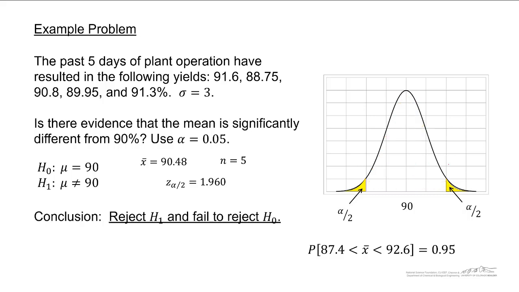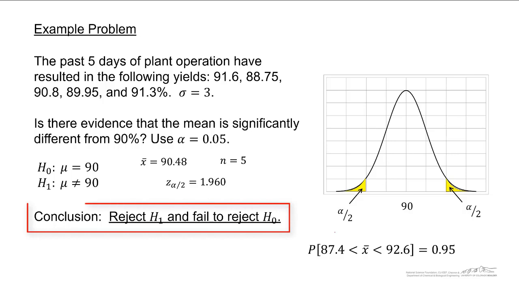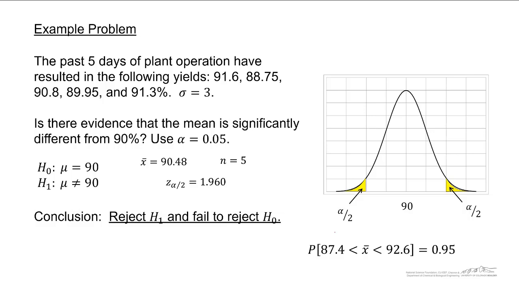Since our sample average of 90.48 lies in the middle of this 95% confidence interval, we can conclude that there's no evidence that the mean is other than 90, and so we reject the alternate hypothesis and we don't accept the null hypothesis, we just fail to reject it.